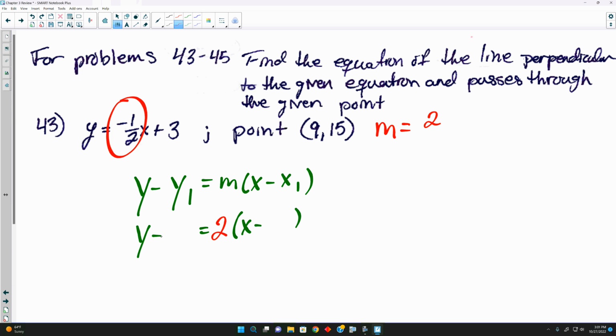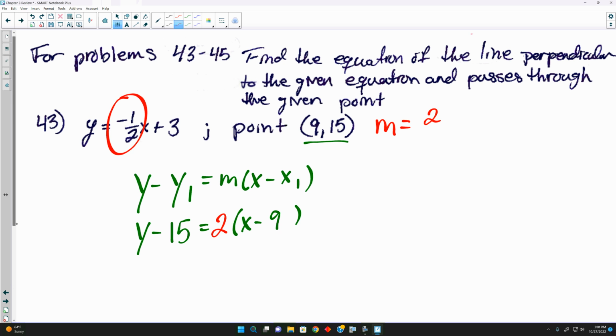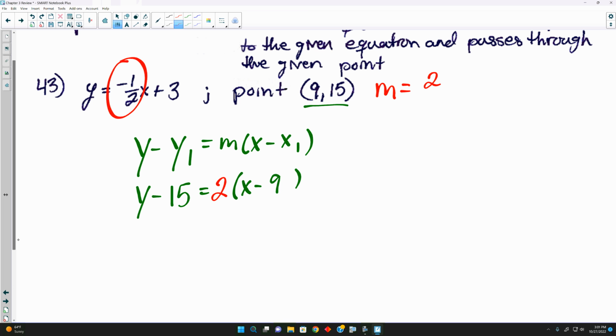Questions on how we got the new slope? We feel comfortable finding that slope, change the sign and flip it. Then we plug this point in, 15 for y and 9 for x, because that point always comes in the form of x comma y. Questions on this here?